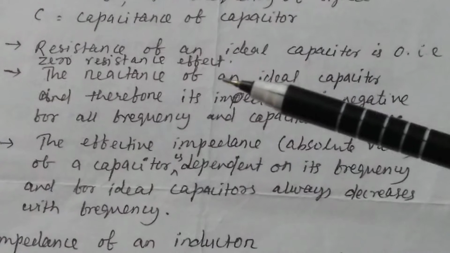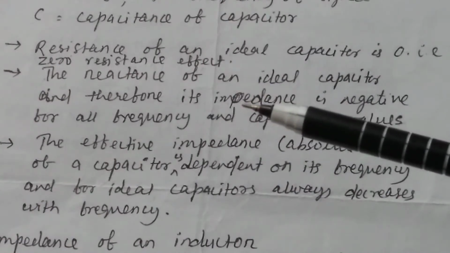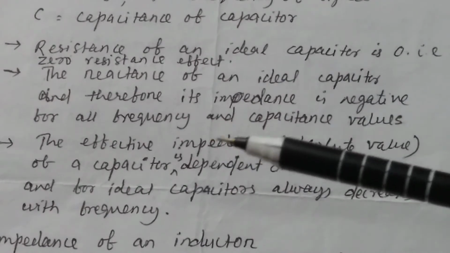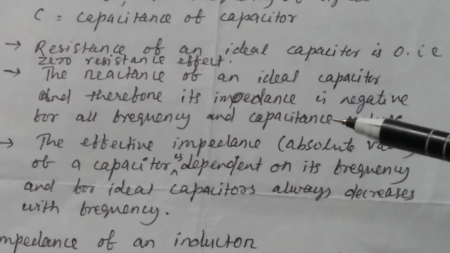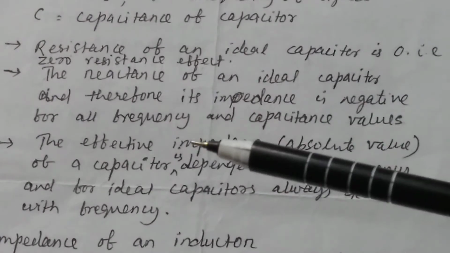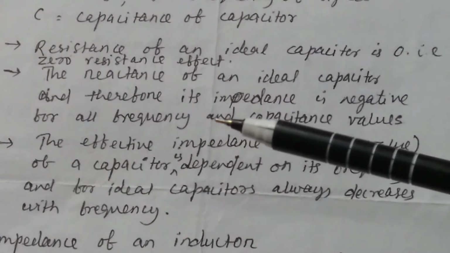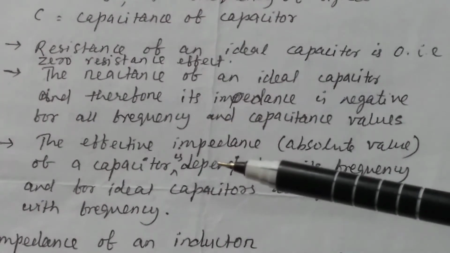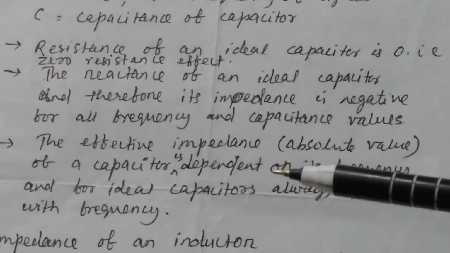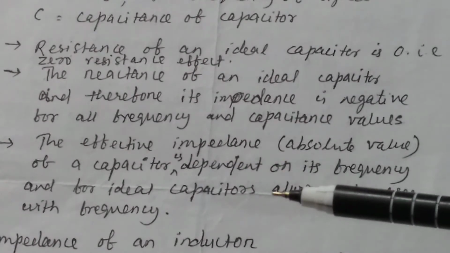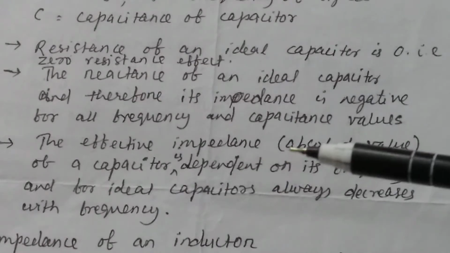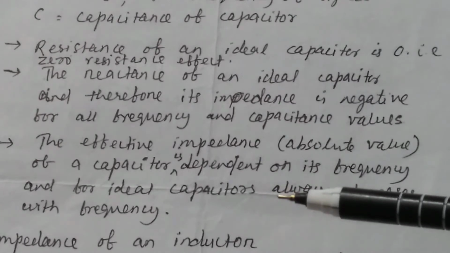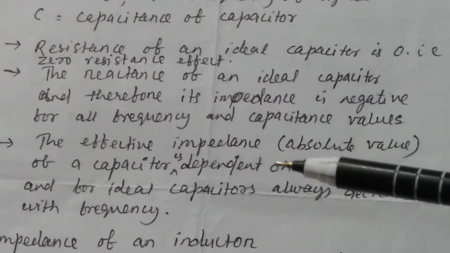and the reactance of an ideal capacitor, and therefore its impedance, is negative for all frequencies and for all capacitance values. For all values of C and for all values of omega, the reactance is negative, remember. The effective impedance, that is the absolute value, of a capacitor is dependent on frequency, and for ideal capacitors always decreases with frequency. When frequency increases, the effective impedance decreases.